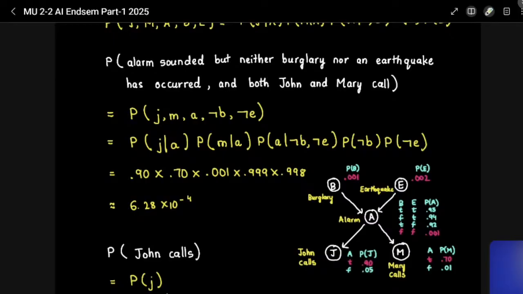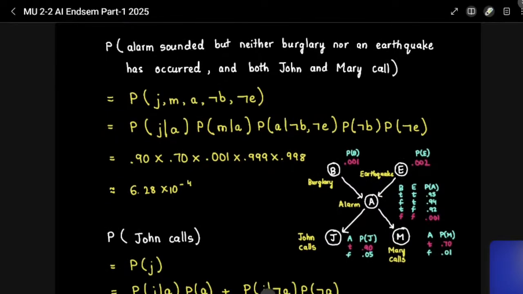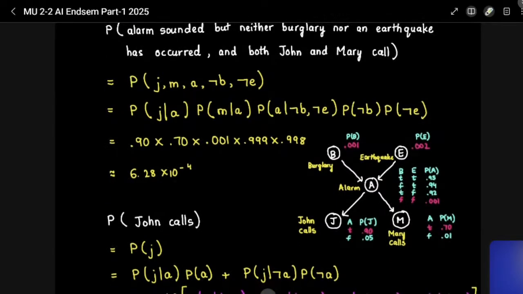So when can John call? John can call anytime. Anytime in the sense it need not be that only when alarm rings John will call, right? So John can call. John could have called if there's an alarm, or John could have called if there was no alarm. So there are two cases. John calls if there was an alarm, or John calls if there was no alarm, right?